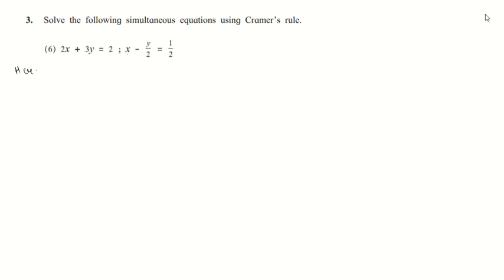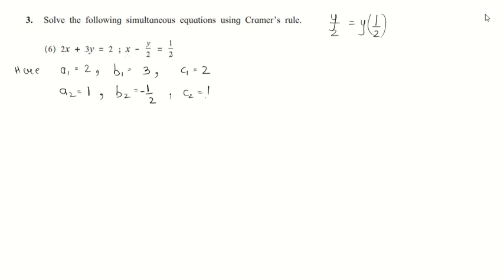First we will write down the values of a1, a2, b1, b2 and c1, c2. Here a1 is equal to 2, b1 is equal to 3, c1 is equal to 2. Pay attention to the second equation. a2 is 1, since x is alone. For b2, as you can see y upon 2, it is nothing but 1 upon 2 into y. Okay, that means b2 is 1 upon 2, and here it is a minus sign, so it is minus 1 upon 2, and c2 is positive 1 upon 2.